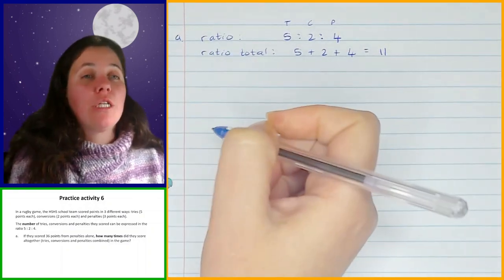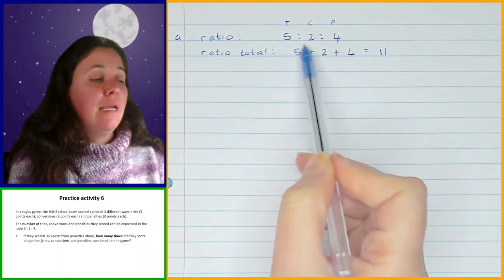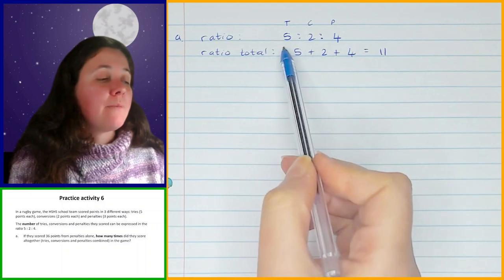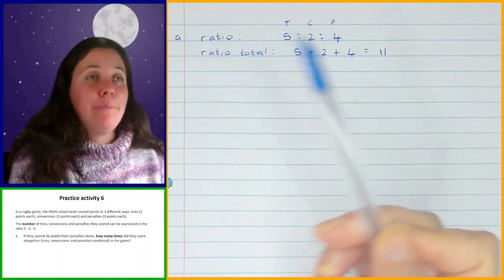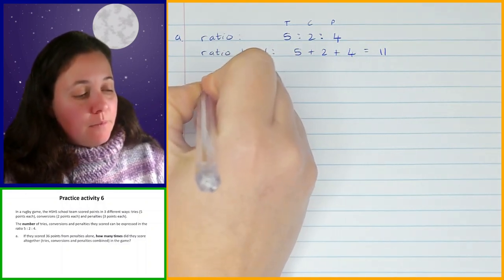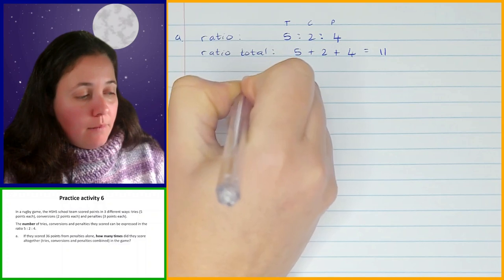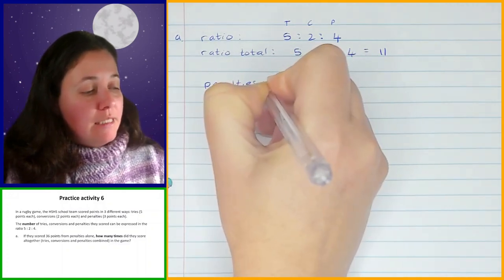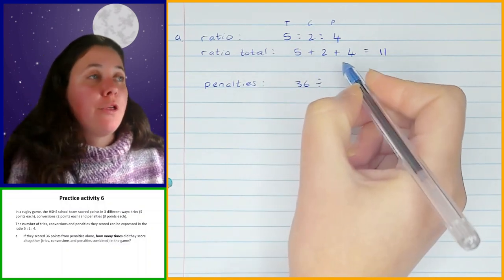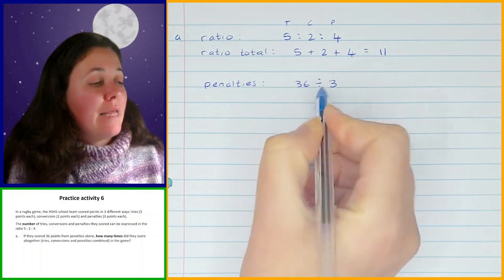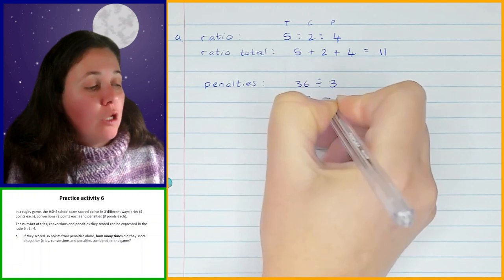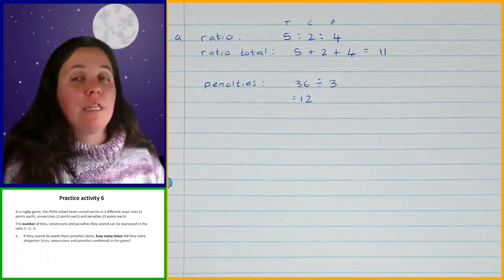So now I need to work out how many, because this ratio is for the number of times that they got penalties or tries or conversions. So I need to work out how many penalties they got. So I'm going to say the points that they got from the penalties, so the number of penalties is 36 divided by, now each penalty was worth 3 points. So I'm going to divide it by 3, and that will give me the number of penalties that they scored altogether. So that is 12 penalties. Okay, so now I know that they got 12 penalties.